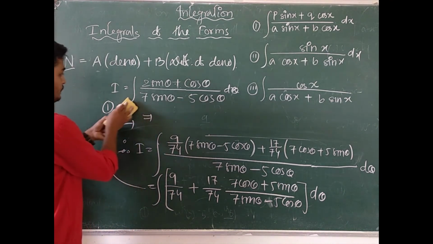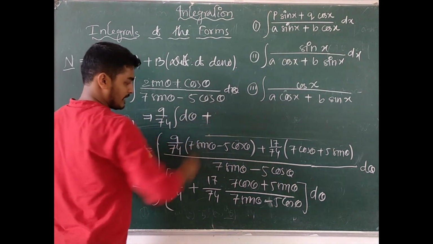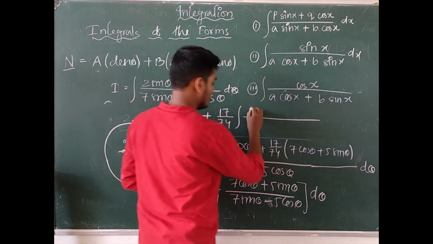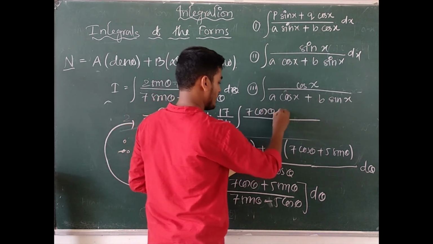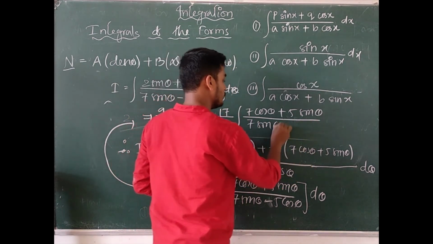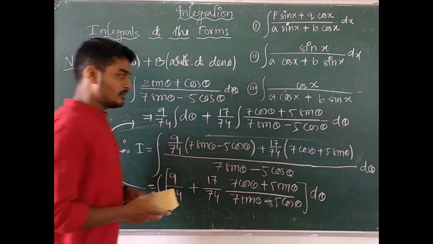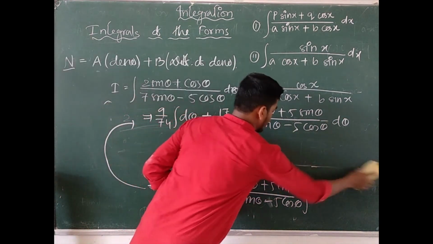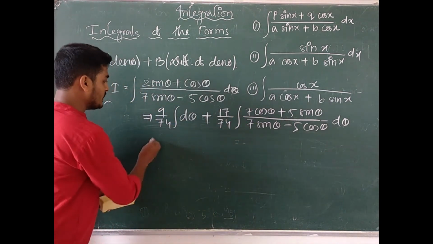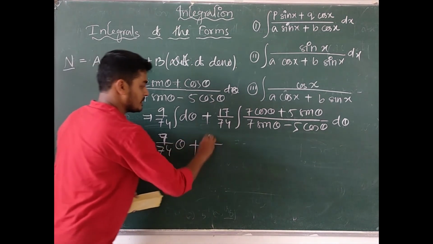So what will be the expression? 9 by 74 integration of d theta plus 17 by 74 integration of 7 cos theta plus 5 sin theta over 7 sin theta minus 5 cos theta d theta. So listen, what we have got. If you observe carefully, the integration of d theta is equal to theta. So 9 by 74 theta plus 17 by 74.